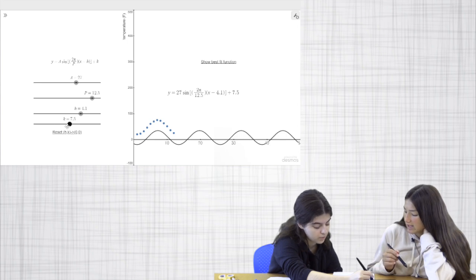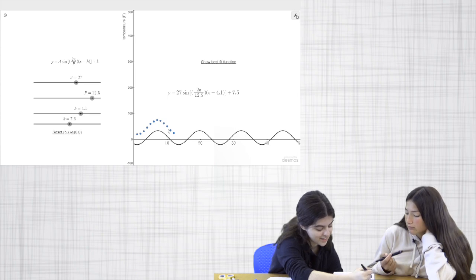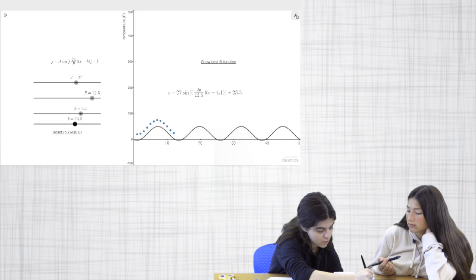The other thing we need is average total precipitation. Oh, wait. This is just the maximum temperatures. We don't need to focus on that right now. Let's try something. 20. No. Okay.